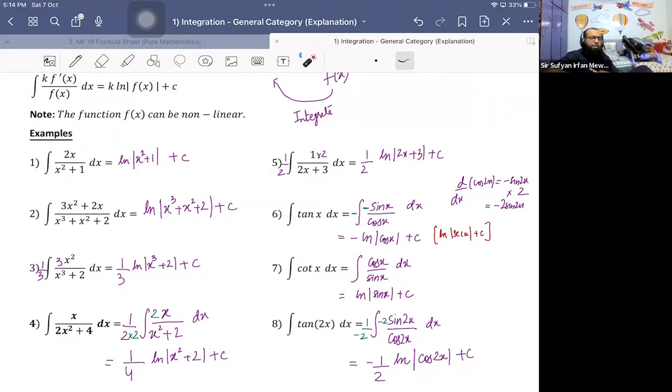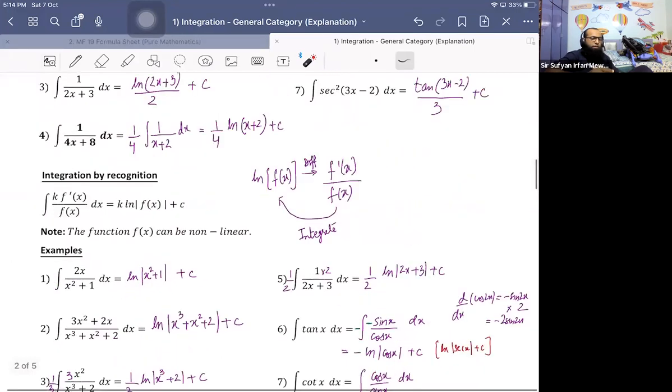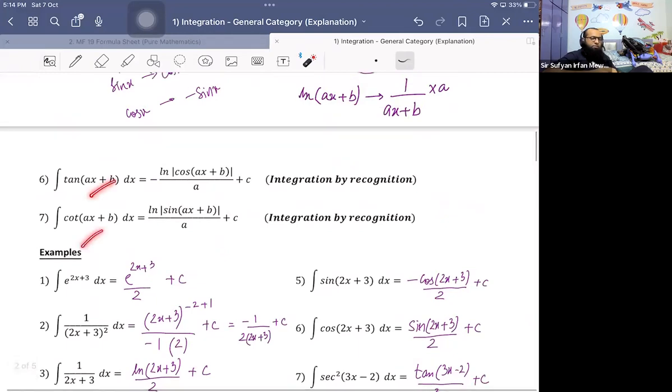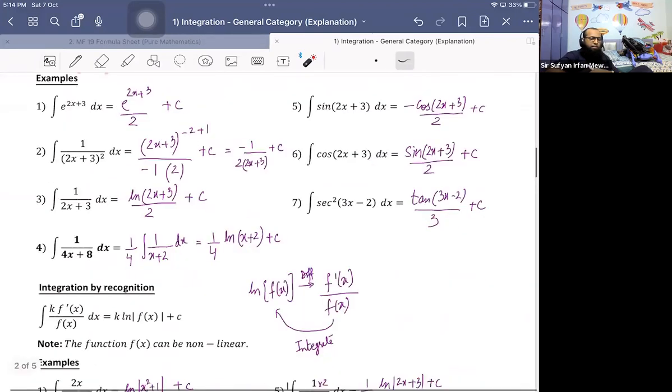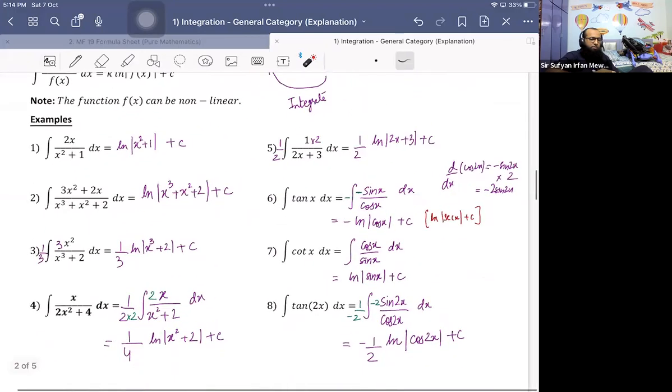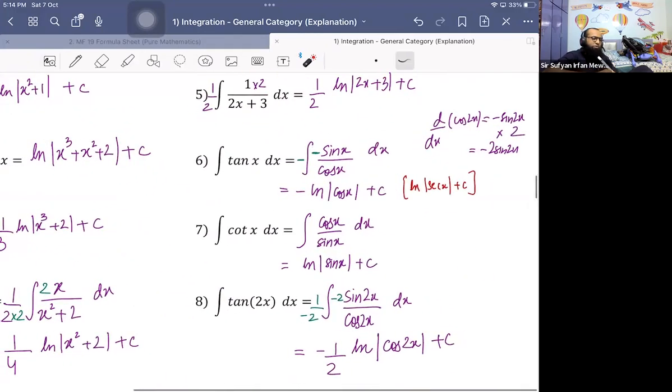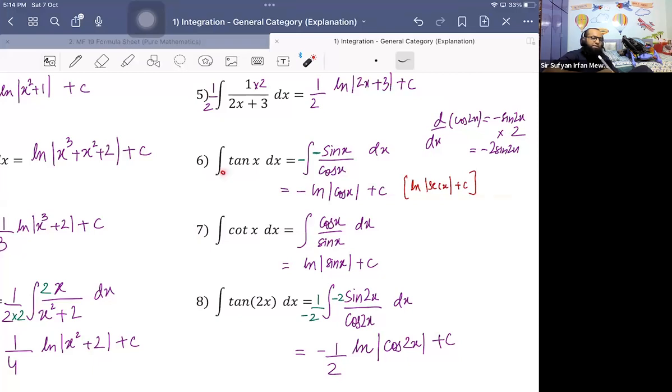Now, if you remember, I told you that the integration of tan x and cot x is to be done using integration by recognition. So first we'll look at it, and then we'll come back to examples 6 and 7. Now just check it out. What is tan x? Trigonometry has told us that tan x is sin x over cos x. Right? Tan x is sin x over cos x.